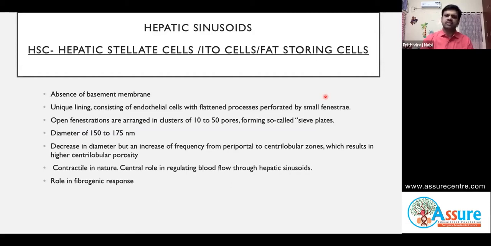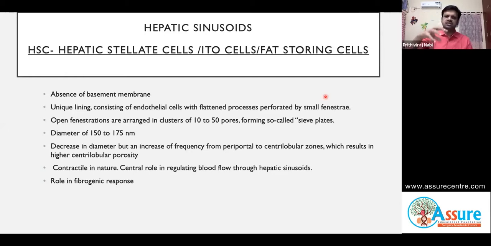So further, to explain the microcirculation, we should know about the hepatic sinusoids. One of the most important cells in relation to the hepatic sinusoids are hepatic stellate cells. The other names of the hepatic stellate cell are the Ito cell, or the fat storing cell. In the hepatic sinusoids, the basement membrane is absent. There is a unique lining consisting of endothelial cells. These endothelial cells are porous, containing flattened processes perforated by small fenestrae.